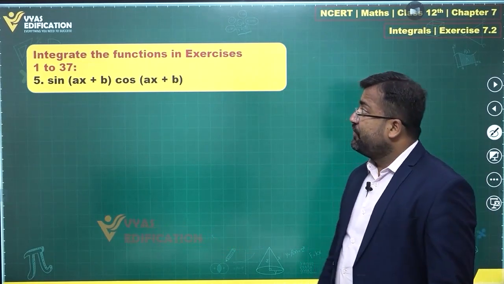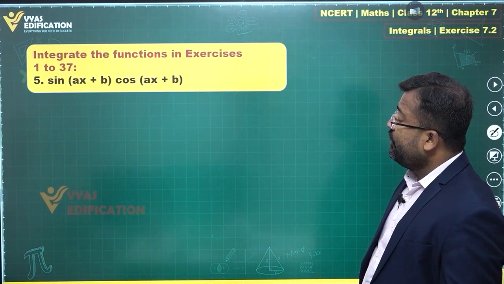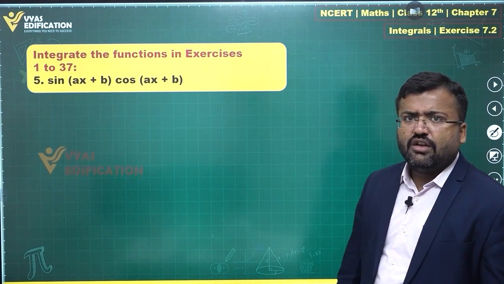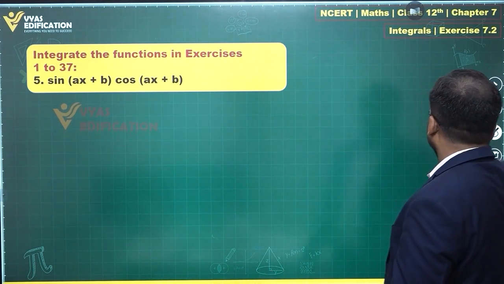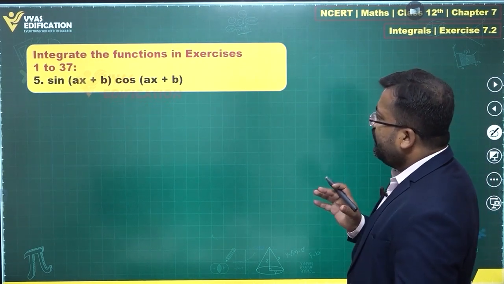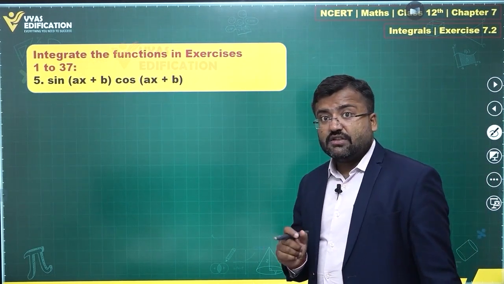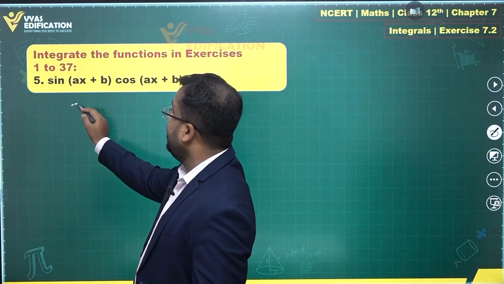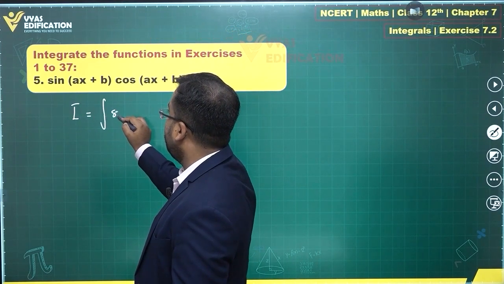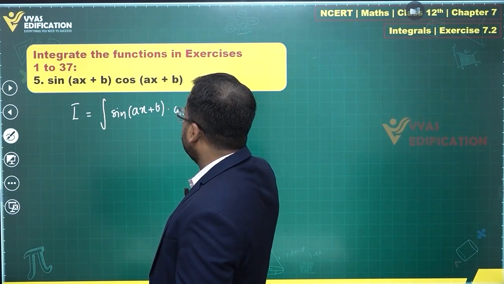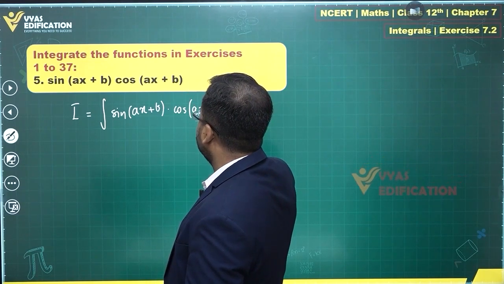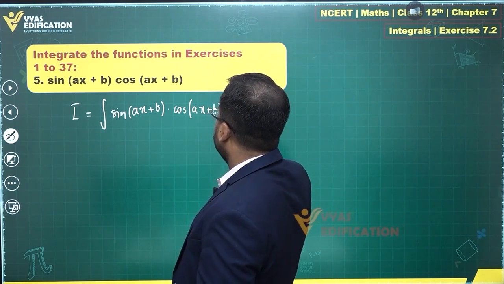Fifth question has, okay, sine of ax plus b, cos of ax plus b. How do we handle this one? Let's take a look at this question. So we have sine of something, cos of something. Let us write integral I as sine of ax plus b times cos of ax plus b dx.